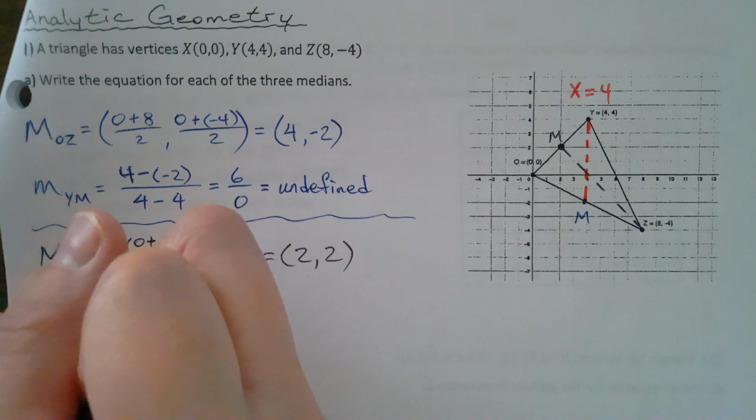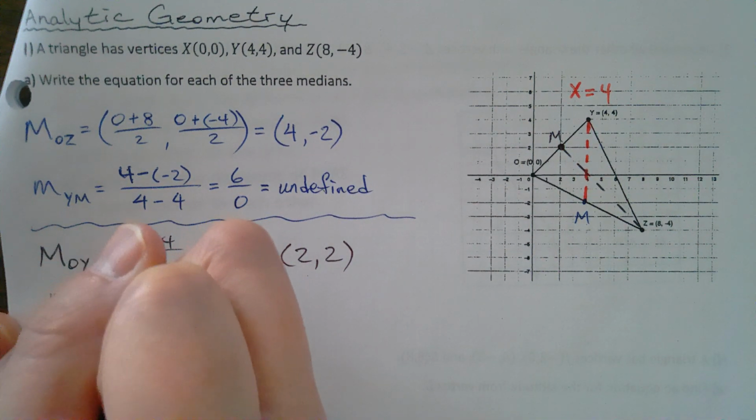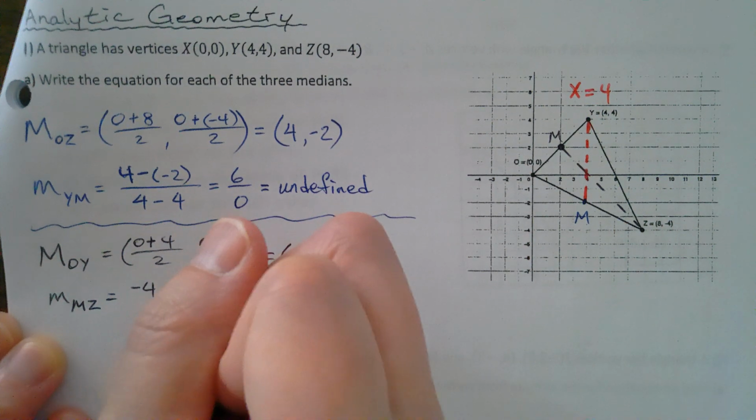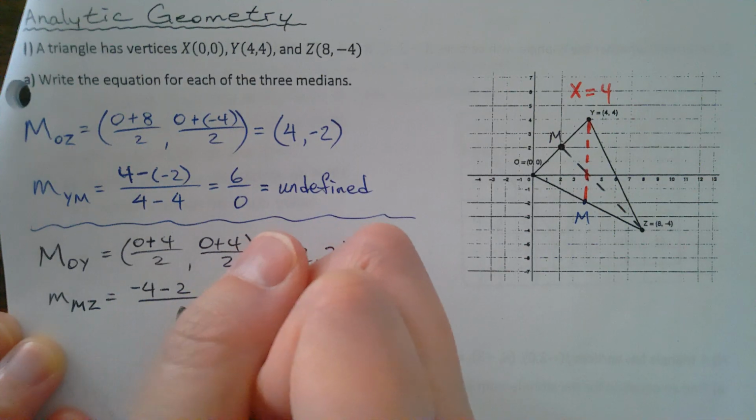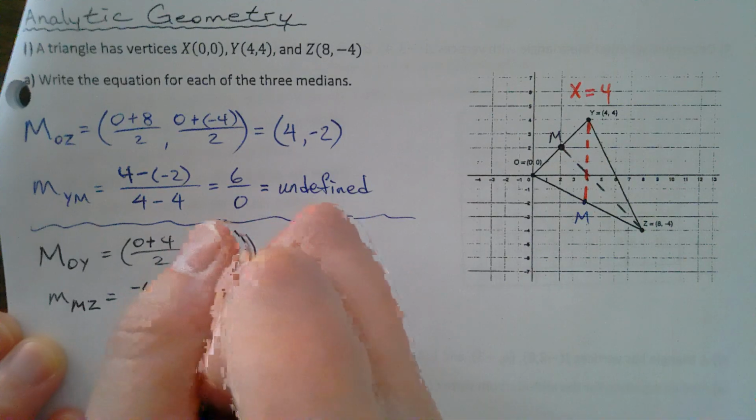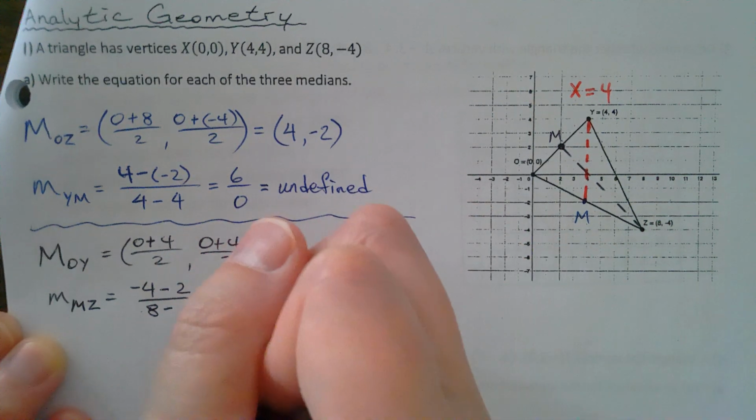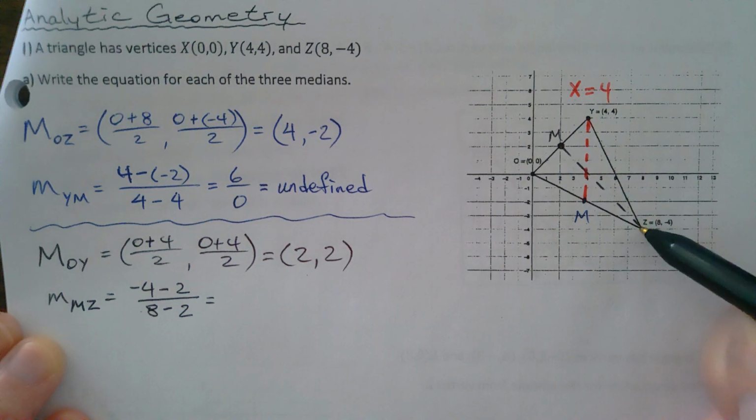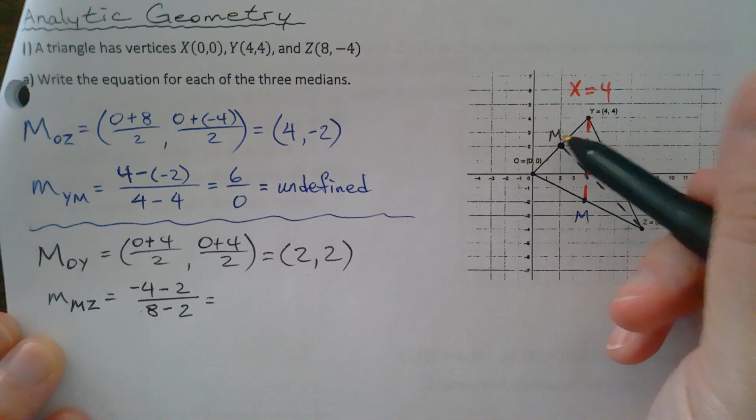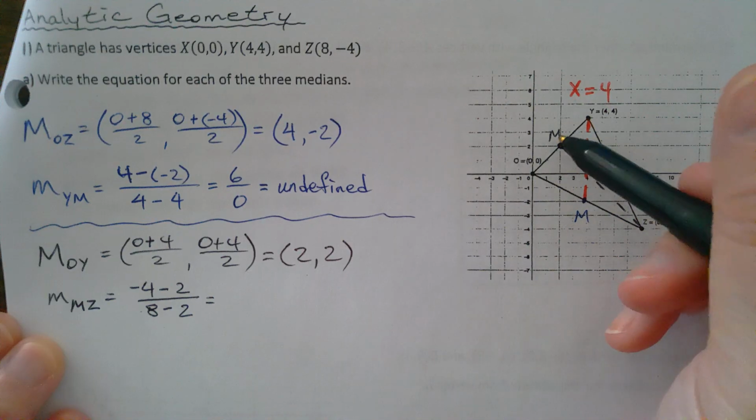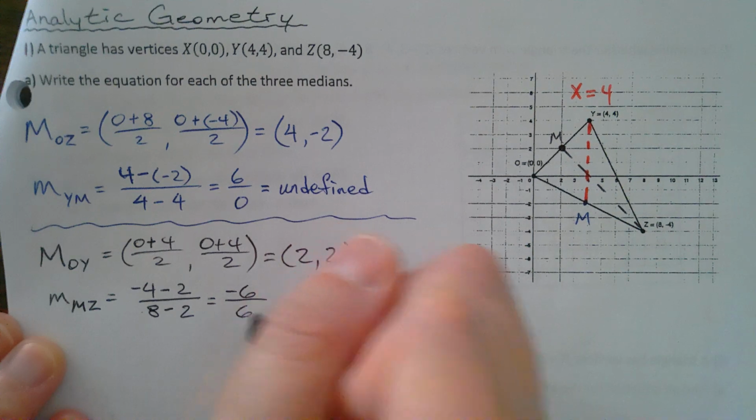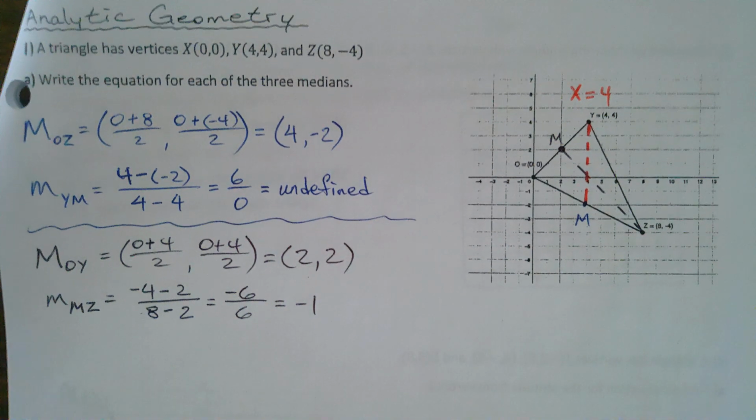And now I do the slope between the midpoint and point Z: y2 minus y1 over x2 minus x1. Again, I'm looking for the slope of this black line right here, and I'm going to use these two points, point Z and point M. So I get negative 6 over 6, which gives me negative 1 when I divide it.